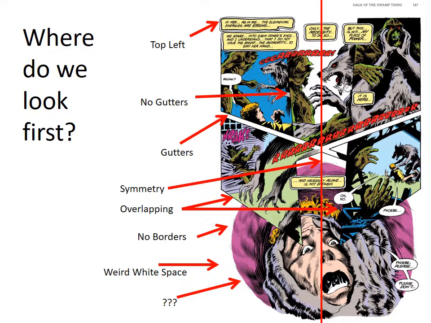And then finally, this is a symmetrical page. The panels are obviously the same on both sides. This is from Alan Moore. If you're reading Watchmen, a handy tip is to look out for symmetry because Alan Moore is obsessed with it.